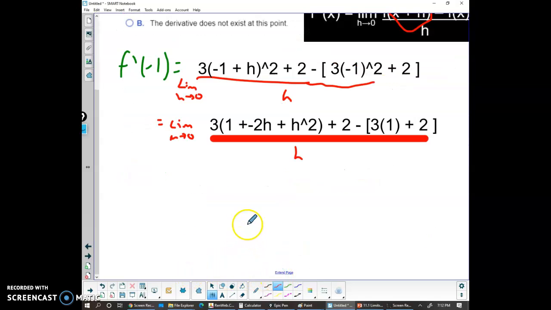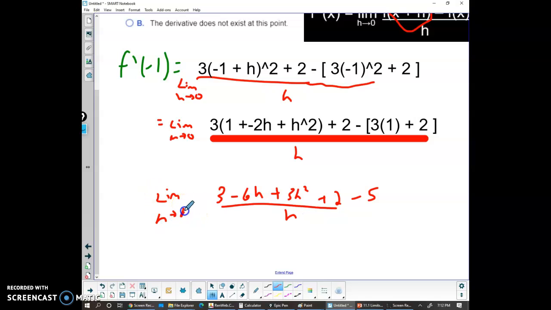So let's scroll down here. All right, simplify the numerator here. Let's distribute the 3. So we have 3 minus 6h plus 3h squared plus 2, minus 5, all over h. And we have to do the limit notation again, because that's going to happen here at the end. All right, so let's see what happens here.